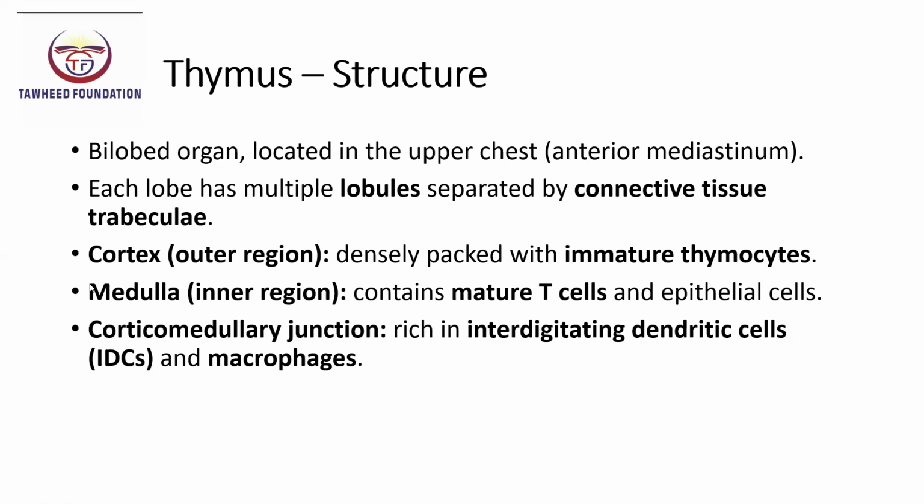Each lobe has multiple lobules separated by connective tissue, trabeculae, with cortex and medulla. The cortex is the outer region, which is densely packed with immature thymocytes, and the medulla contains mature T cells and epithelial cells. The corticomedullary junction is rich in interdigitating dendritic cells, that is IDCs, and macrophages.